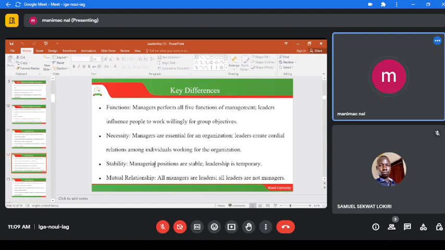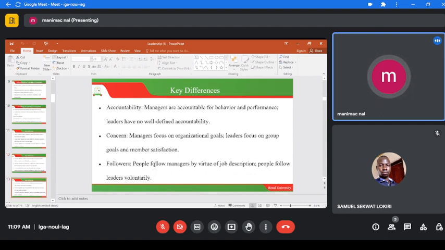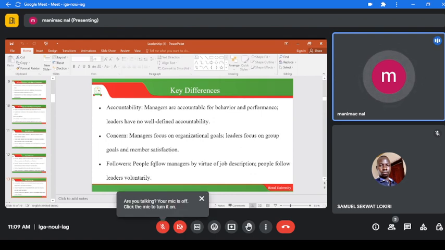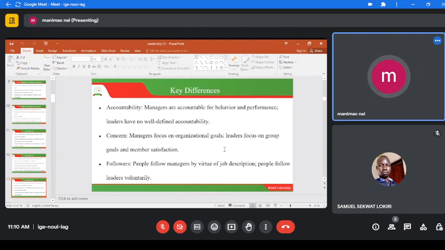Furthermore, we shall also look at accountability, where in terms of accountability, managers are accountable for the behaviors and performance of their employees, which is not the same thing with the leaders. Leaders have well-defined accountability. It is not the same thing with managers. So furthermore, in terms of concerns, managers focus on organizational goals. However, leaders focus on group goals of individuals. They also focus on satisfying employees.